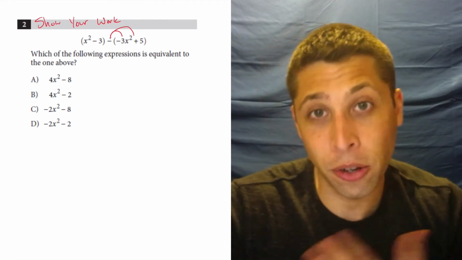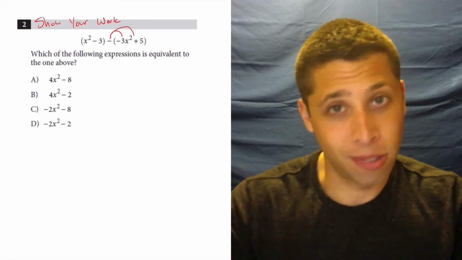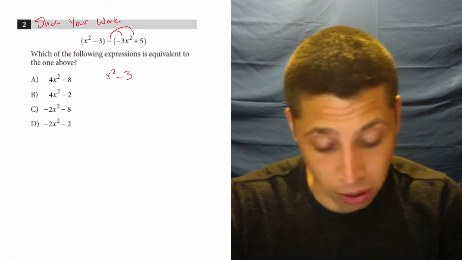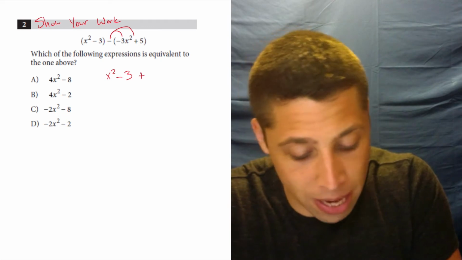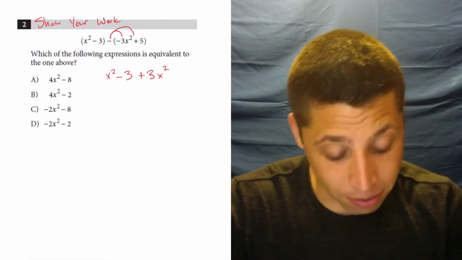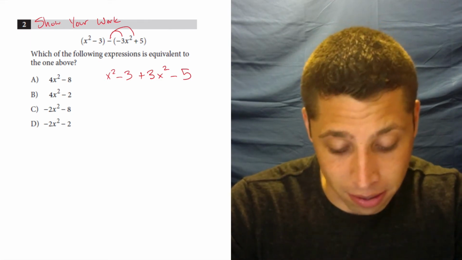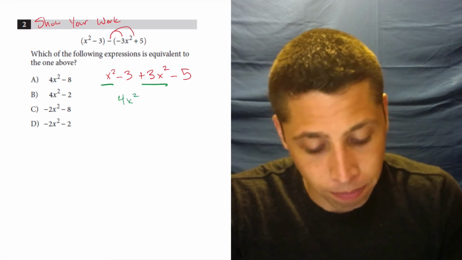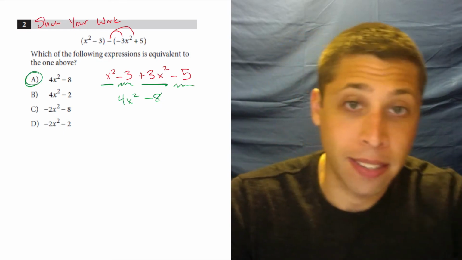Now the first set of parentheses don't matter because there's nothing outside of it that needs to be distributed into it, right? It's just for show. So x squared minus 3 can just pop out. And now we do the distribution. Negative times negative 3x squared, it's kind of like negative 1 times negative 3x squared, that's going to be a positive 3x squared. And then the most important part, negative 1 times positive 5 is negative 5. So it flips the sign of both pieces. And now we can combine like terms, right? x squared and 3x squared is 4x squared. And negative 3 and negative 5 is negative 8. 4x squared minus 8 is our answer.